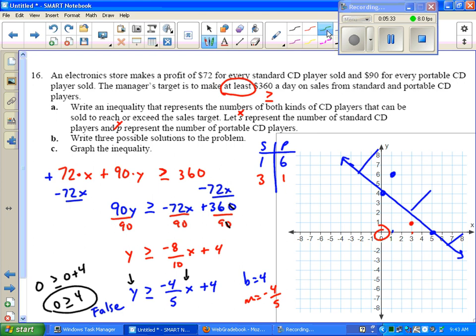And then another one might be, let's say 3 and 3. Like let's say if you got 3 standards and 3 portables, you go to 3 and then 3. Look, it's on the right side. It's on the side that's correct. So that would actually meet the quota. So this is a faster way to do something like that if you were to draw something like this.